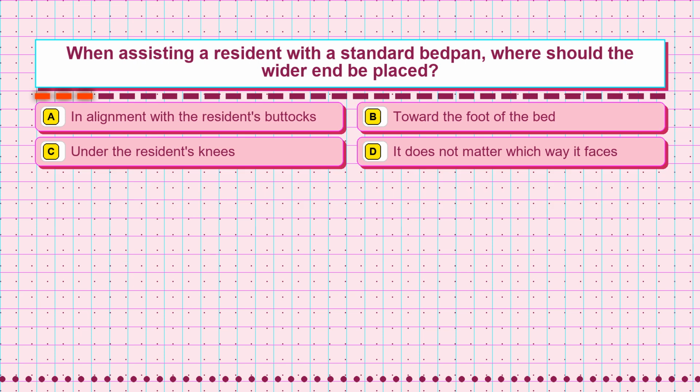Question 90. When assisting a resident with a standard bedpan, where should the wider end be placed? Option A, in alignment with the resident's buttocks. Option B, toward the foot of the bed. Option C, under the resident's knees. Option D, it does not matter which way it faces.